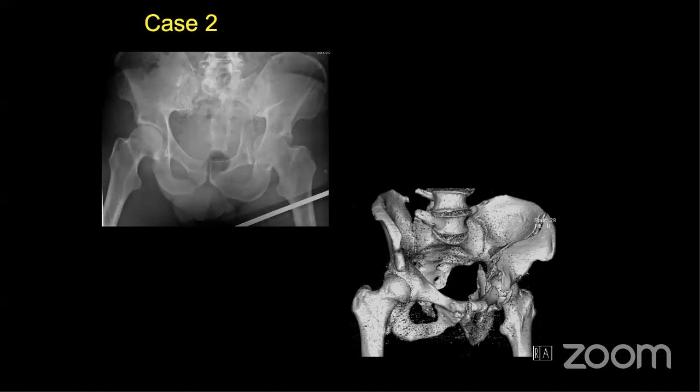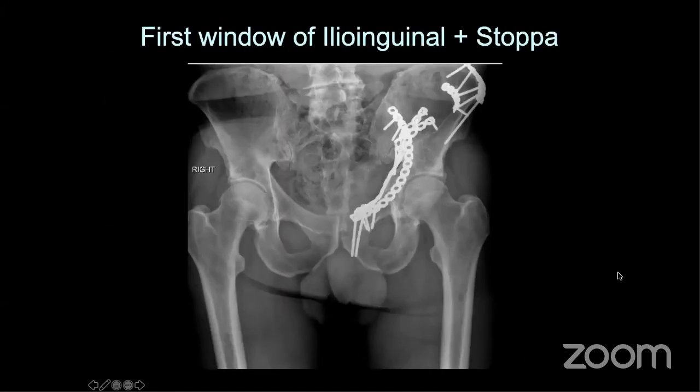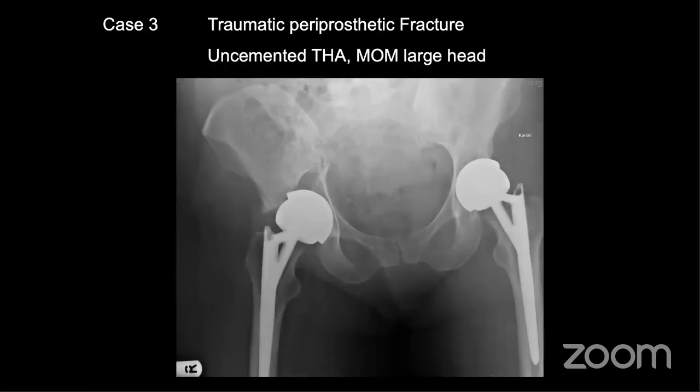This is a much more comminuted fracture of the left acetabulum. You can see that the iliopectineal line is broken and displaced, and the ilioischial line appears to be broken but not so displaced. And then the CT scan confirms that the fracture does involve both columns. So this is an associated both column fracture that I fixed through an ilioinguinal first window with a stoppa approach from the front to get a good congruent reduction.